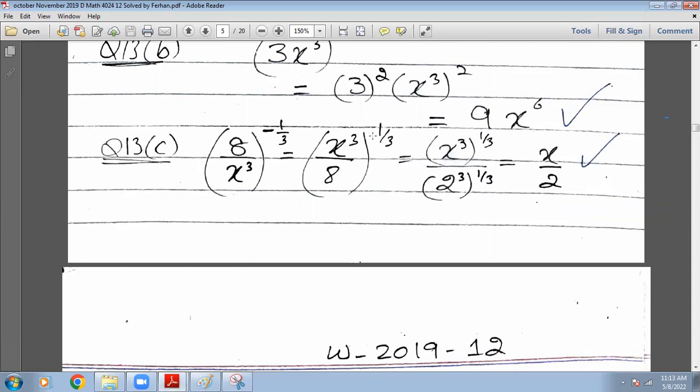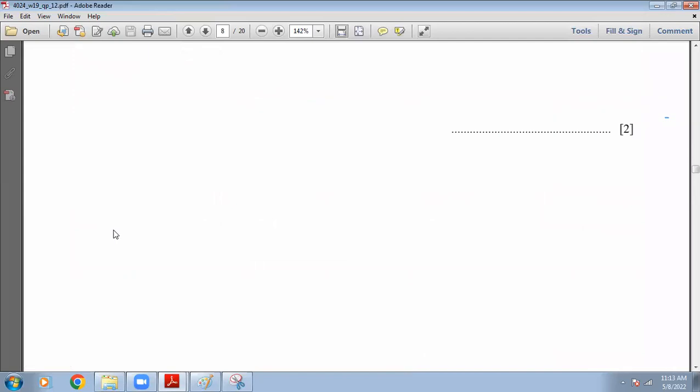You see the power has become positive because you have flipped, you have reciprocated this fraction inside that bracket. Now you can give this power to both of them. So it will be x cube raised to power 1 by 3. And this 8 is basically 2 cube raised to power 1 by 3. 3 and 3 cancel, 3 and 3 cancel. So the answer will be x by 2. That is our answer. Hopefully you understand it has been checked.